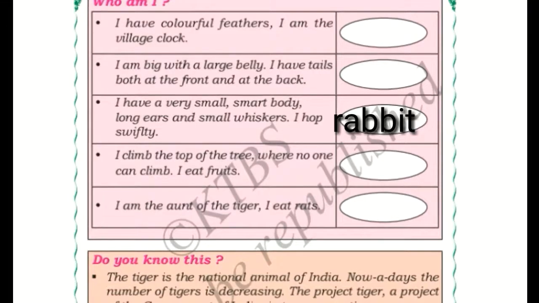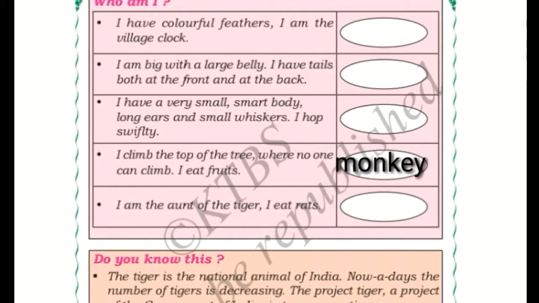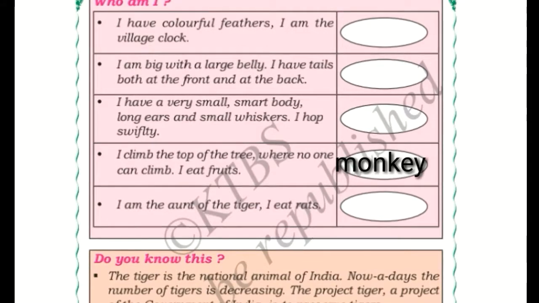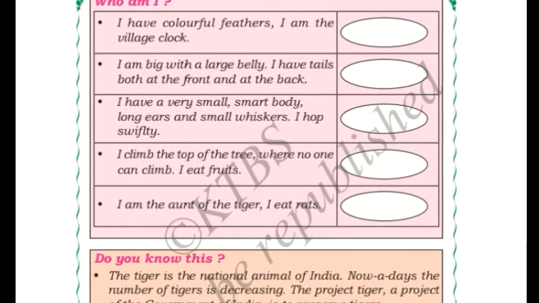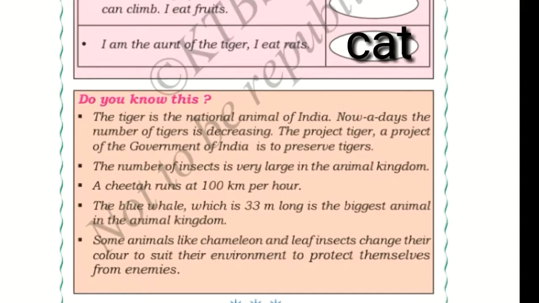I climb the top of the tree where no one can climb. I eat fruits. Which animal climbs the top of the tree and eats fruits? Monkey. Yes. So we will write monkey. I am the aunt of the tiger. I eat rats. Which animal is the aunt of the tiger and eats rats? Cat. Yes. So this is all about the riddles.